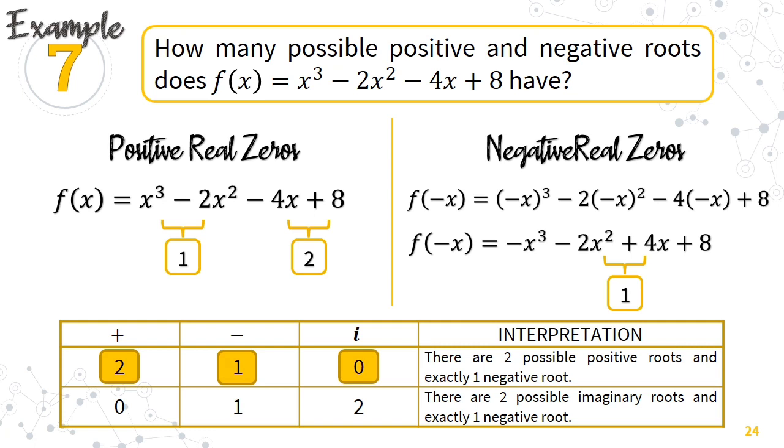Since there are 2 possible positive roots, we can still come up with another combination of the nature of the roots of the given function. Take note that the number of positive real zeros of p of x is either equal to the number of variations in sign in p of x, in this case 2, or is less than that number by a positive even integer. Meaning to say, we can still subtract 2 from the existing 2 for the possible positive roots, giving us 0.